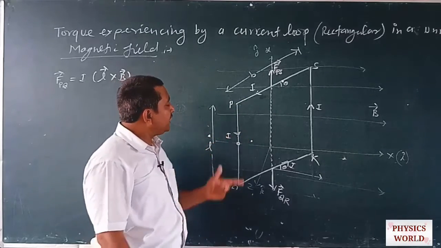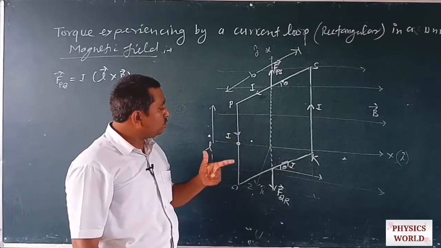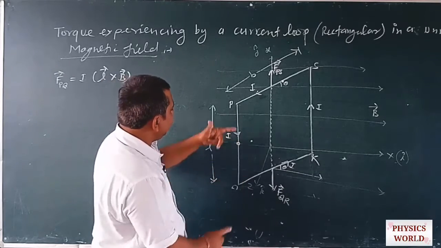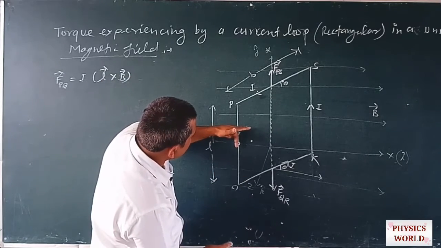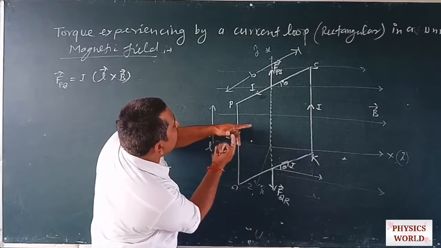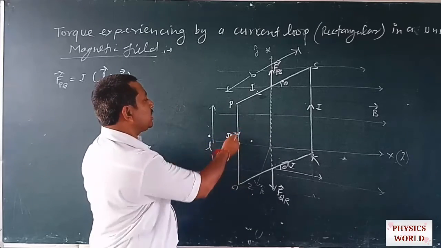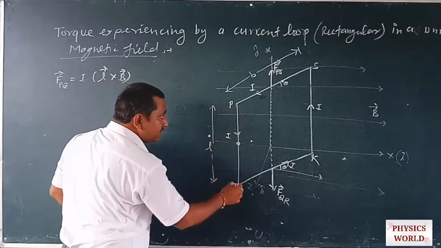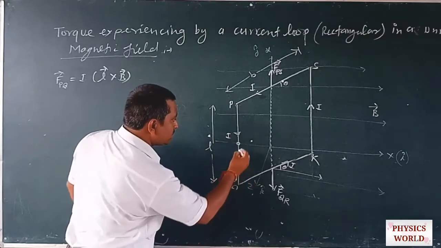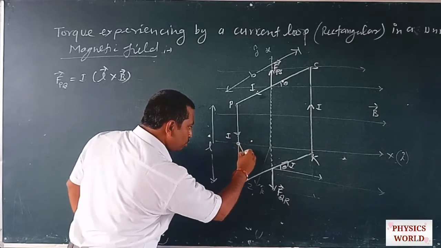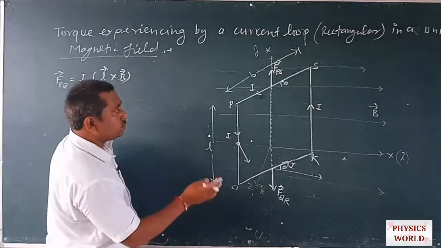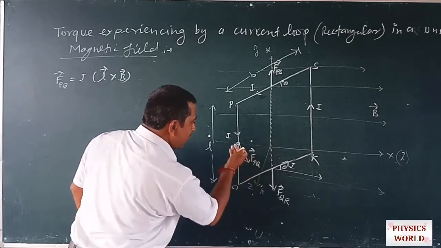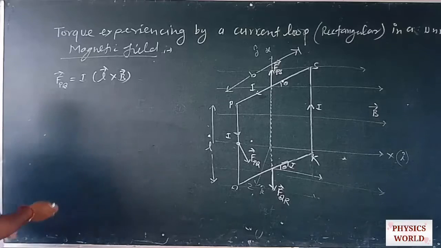So if we apply Fleming's left hand rule, then we find that this is the magnetic field and this one is the current flowing through the wire. So this thumb indicates the direction of the force experienced by this coil or this wire. So the direction of the force is acting outward, normal to the plane of this board. So FPQ is acting in this direction.